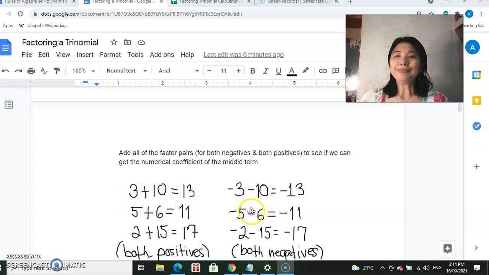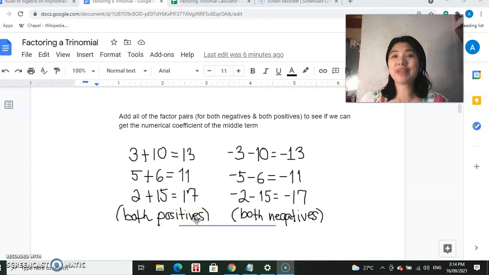And then if both of them are negative, so there's also a trial for the factor pair 3, 10, where both 3 and 10 are negative. So negative 3, negative 10, that's negative 13. And then another factor pair, 5 and 6. So both positive, so 5 plus 6, 11. And then both negative, negative 5, negative 6, negative 11.